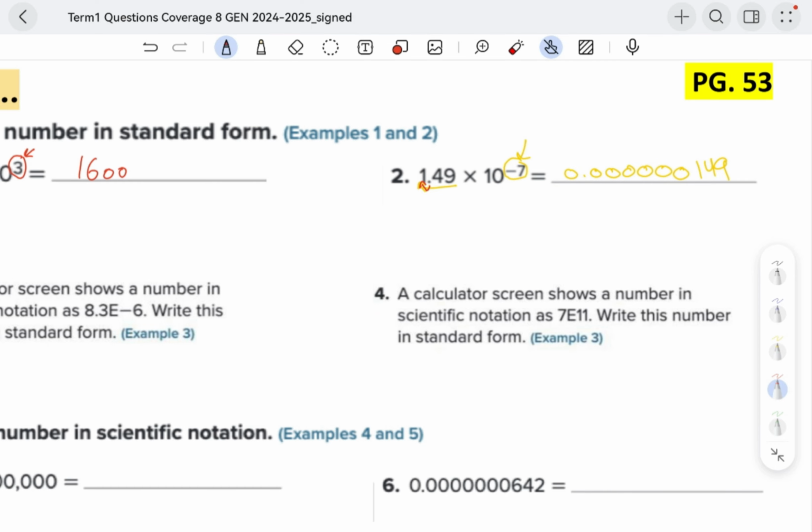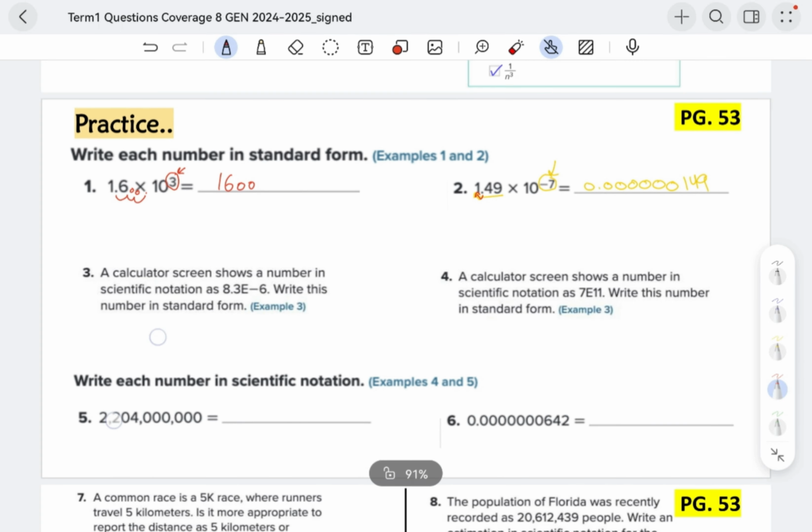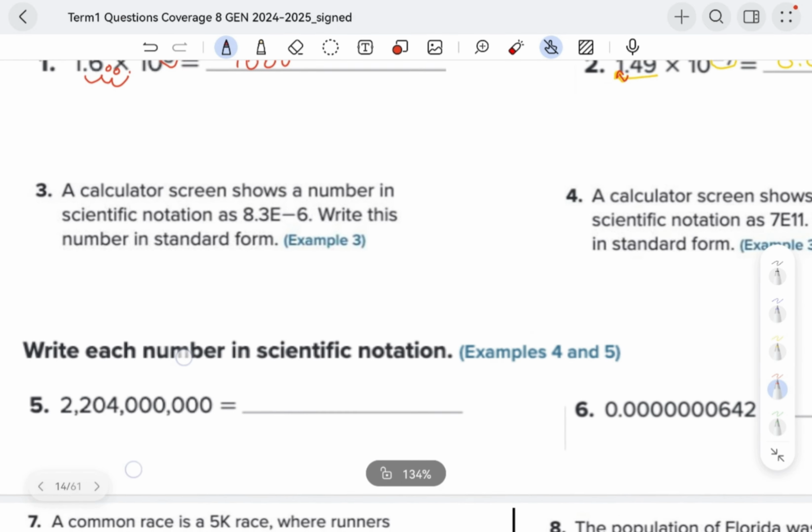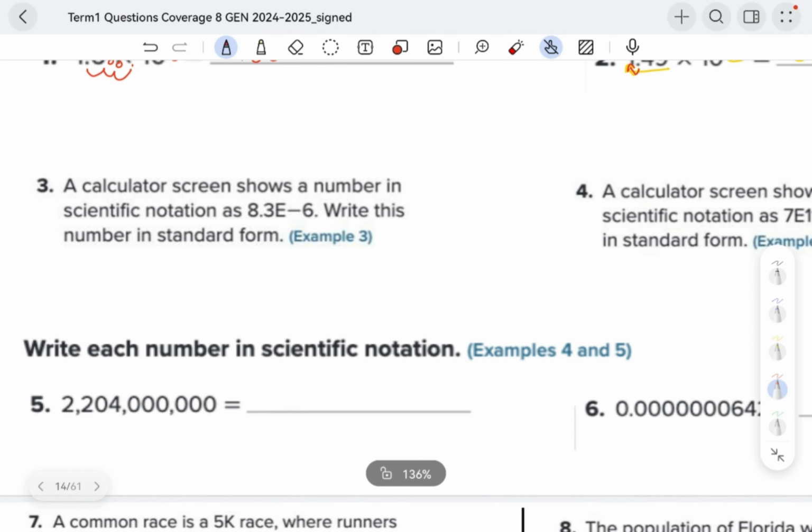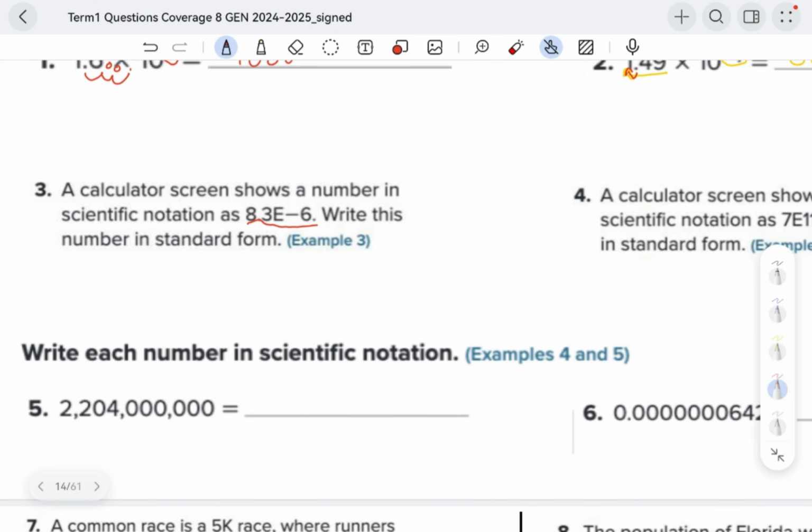So we added 6 zeros. Okay, let's go for question number 3. A calculator screen shows a number in scientific notation as 8.3e minus 6. This means 8.3 times 10 to the power minus 6. Write this number in the standard form.